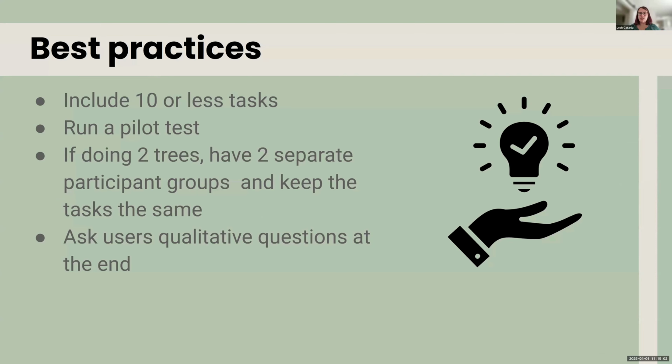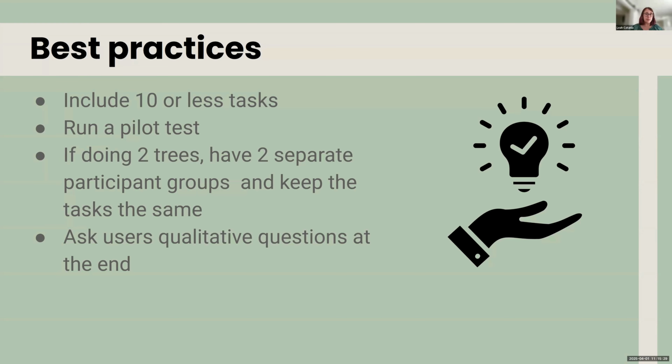So a few best practices to keep in mind as you're setting up your tree tests. You usually want to keep the number of tasks to 10 or less so that you don't overwhelm the participants, even if you could, in theory, include more because tree tests are usually pretty quick. They tend to get overwhelmed if you give them too many tasks. Make sure that you run a pilot test to ensure that the tasks are actually understandable.